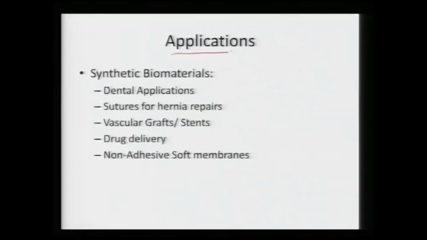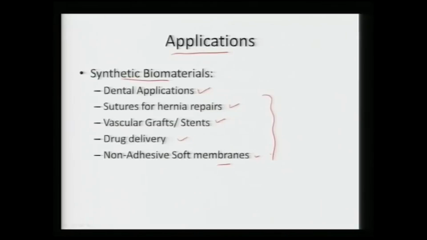So the applications are a very essential part of it, because that decides the overall usability of a particular device material. So synthetic biomaterials basically go into applications such as dental applications, sutures for hernia repairs. They can also be utilized in vascular grafts or stents, drug delivery, and non-adhesive soft membranes. So you can see a myriad of applicabilities of synthetic biomaterials. Those are not natural biomaterials but synthetic.